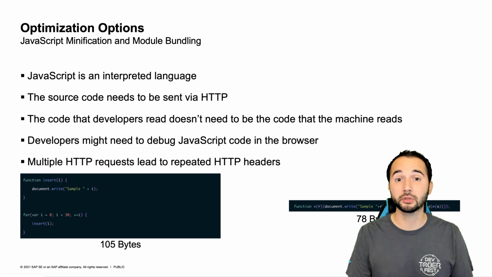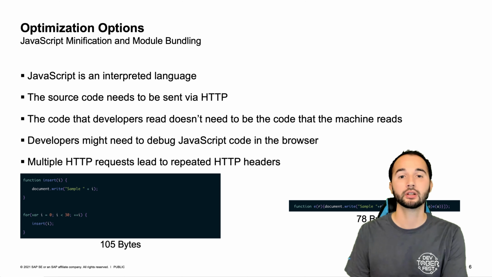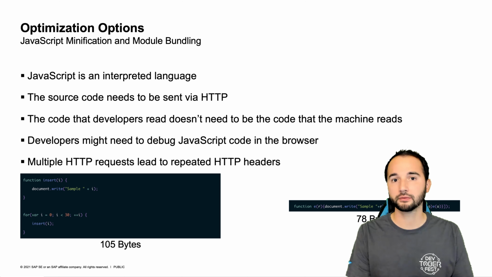Talking about the build process, JavaScript minification and bundling is also an important topic when you have a look at the performance of your web application. I'm sure you already know that JavaScript is an interpreted language, which means that the source code is basically transferred as is from the server to the client, which is the browser in the case of web applications. And there basically the browser has a look at it. Okay, what do I need to do?